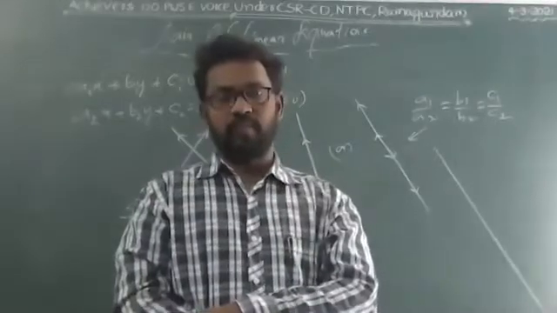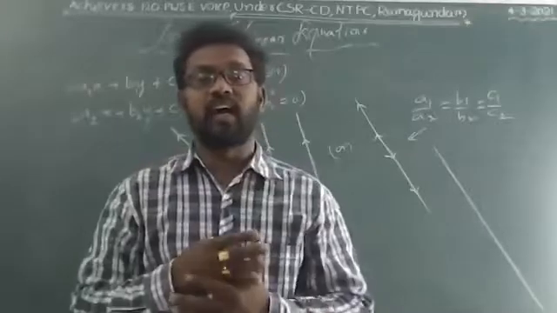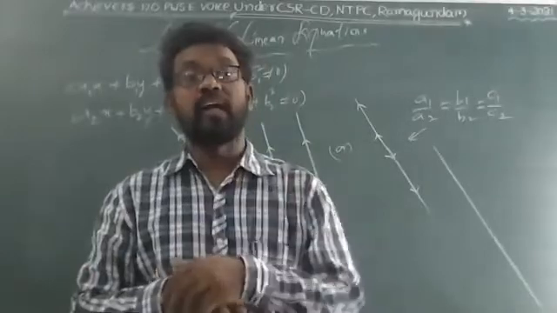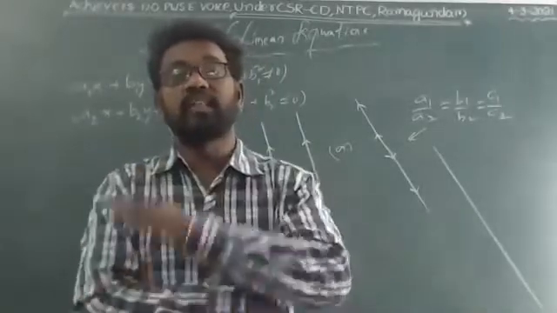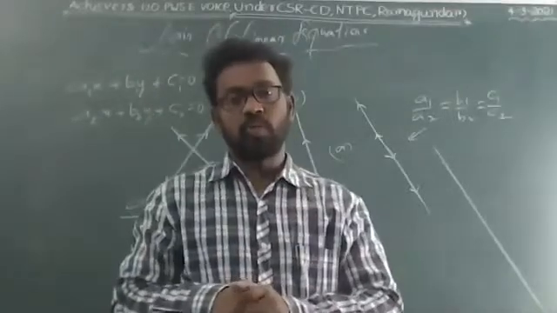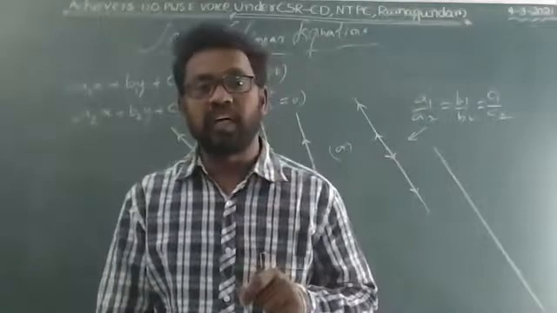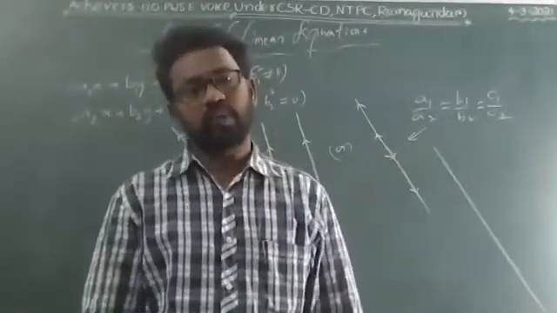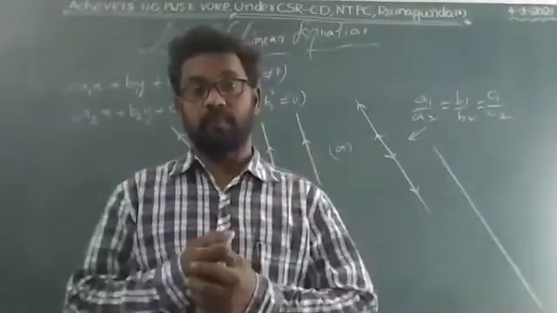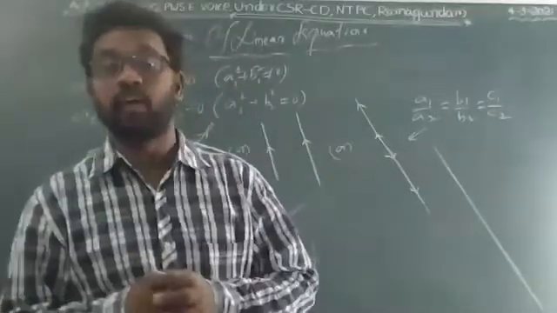You people are dependent on your parents. Your parents are individual, so you people are dependent. Whatever solution you need, you will get from your parents. So that is a dependent pair of linear equations, and also a consistent pair of linear equations. And how many solutions? Unlimited solutions for this pair of linear equations.